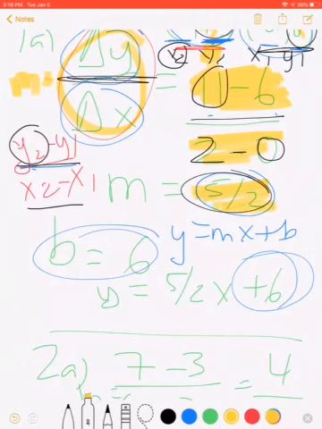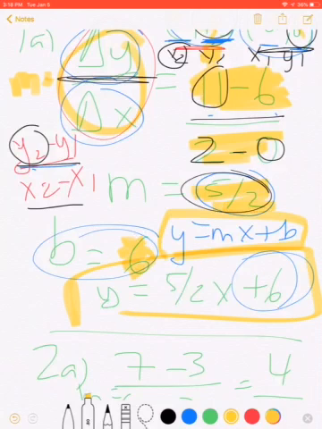What is your intercept, your b? Take it right off the graph, and it's 6. So then your equation, which is y equals mx plus b, is y equals 5/2 x plus 6.